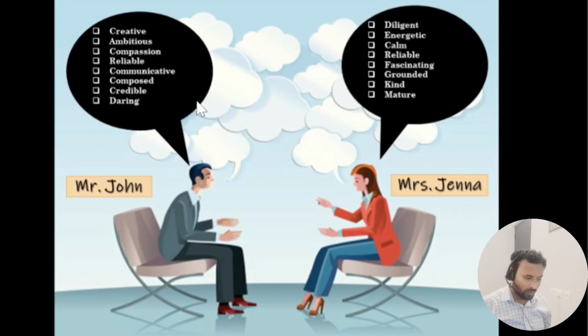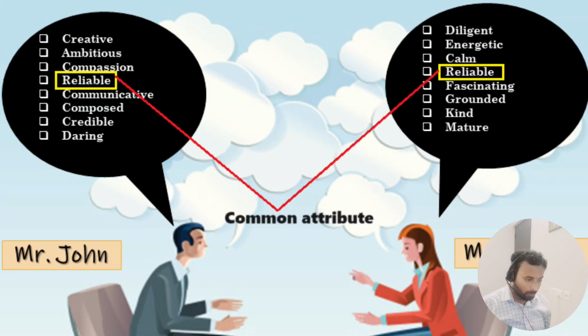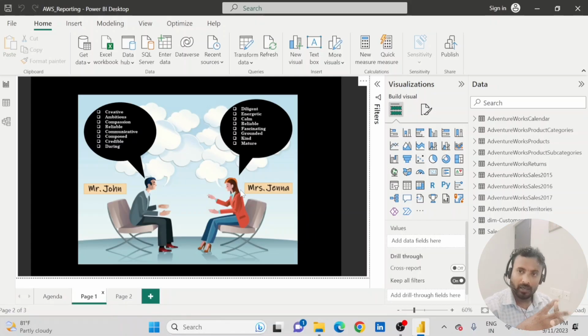So guys, if you notice, most of the attributes are not matching and are not common between them. But I noticed one thing, there is one attribute which is reliable. Both are reliable, right? So based on this attribute, which is reliable, they can establish a connection. The bottom line of the story is that if you have any similarities between two things, you can easily connect them, right? The same applies here in the query too. So now Mr. John and Mrs. Jenna can make a connection between them.